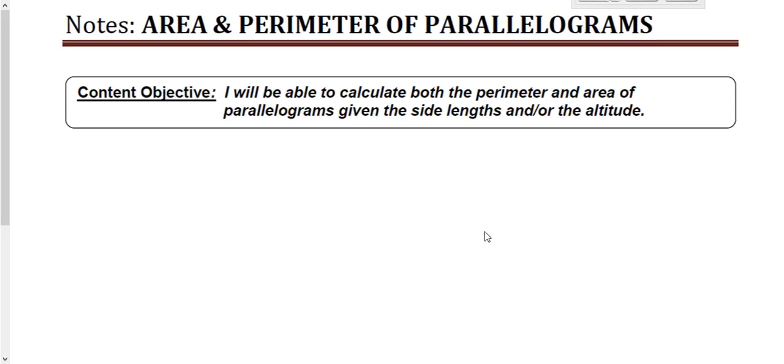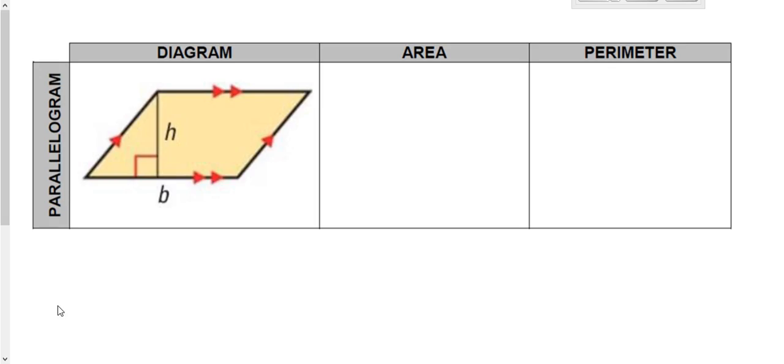So, notes for area and perimeter of parallelograms. You'll be able to calculate both perimeter and area of a parallelogram given the side lengths and/or the altitude. So let's look at our formulas here. Remember, in a parallelogram, opposite sides are parallel. Opposite sides are also congruent, similar to a rectangle.